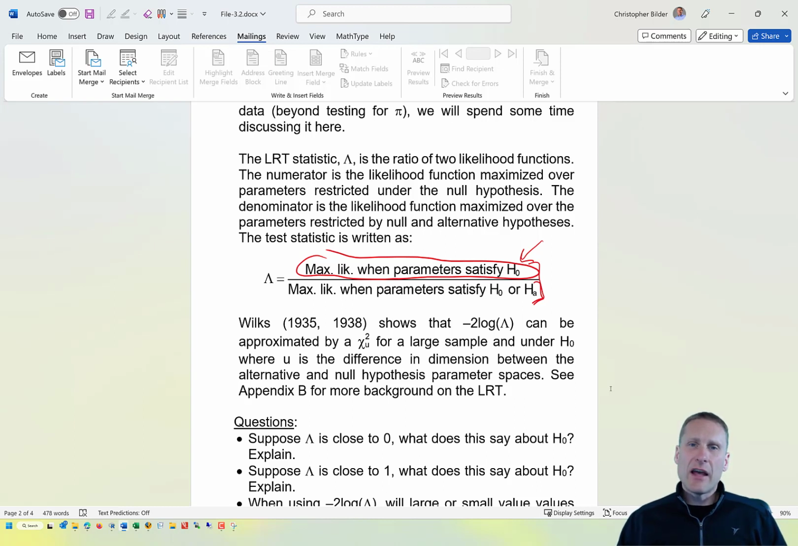Now, if instead I was testing again a null hypothesis of pi is equal to 0.4 versus an alternative not equal 0.4, if instead pi equal 0.4 just isn't true, then what that's going to say in that numerator for that likelihood function, that's not going to be a very plausible value. And that likelihood function will be small relative to allowing me to have the more flexibility of what HA gives us. And so in that case, I'm going to have a ratio that's close to 0.